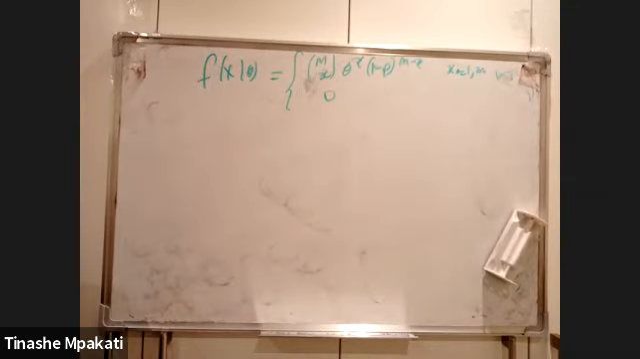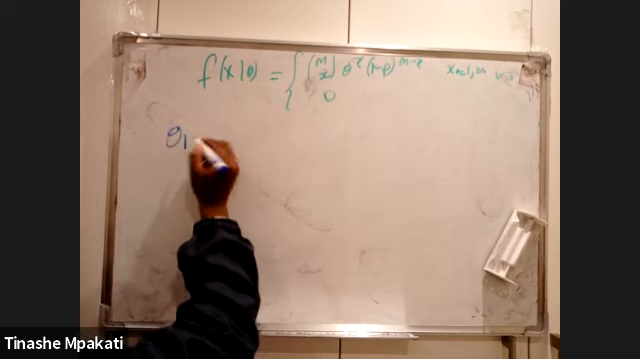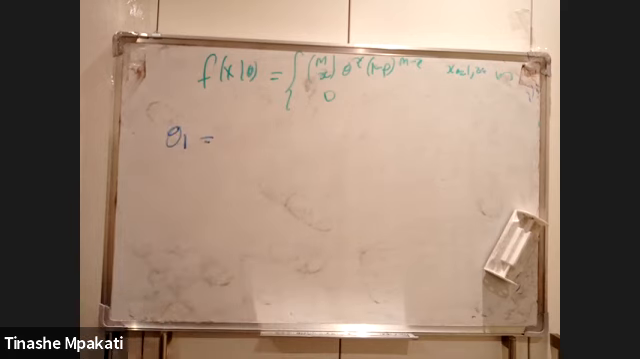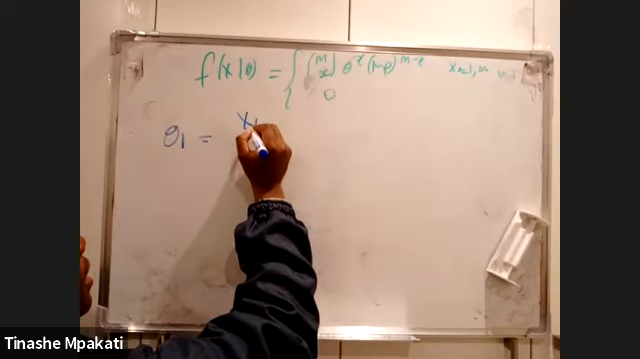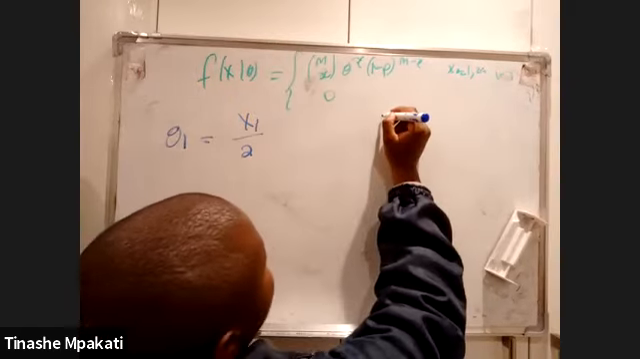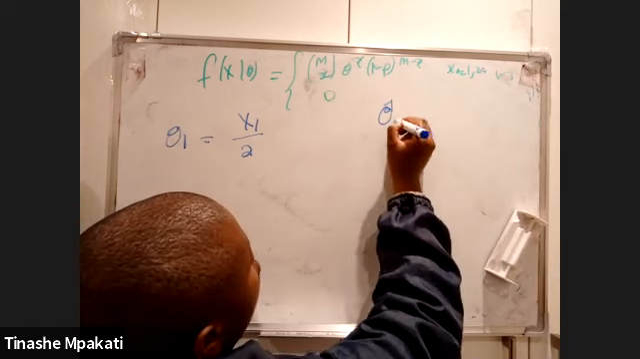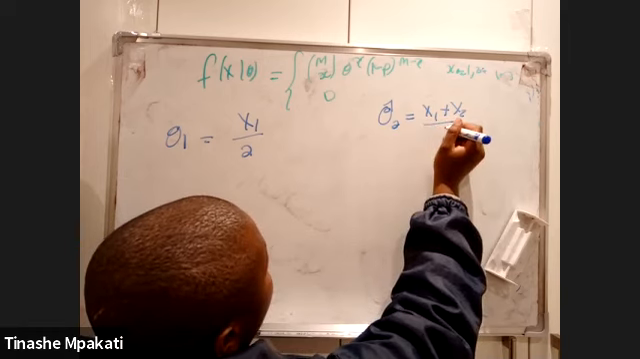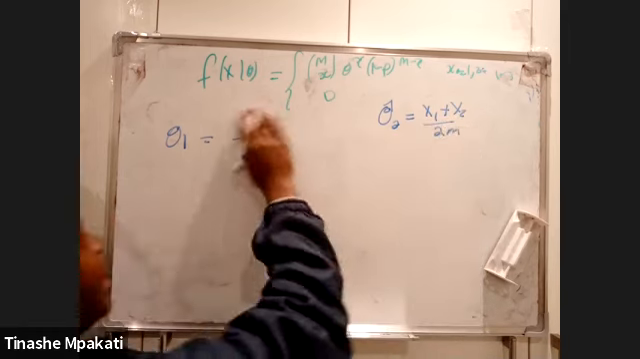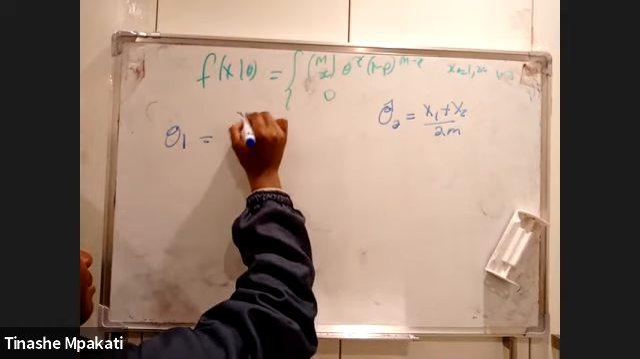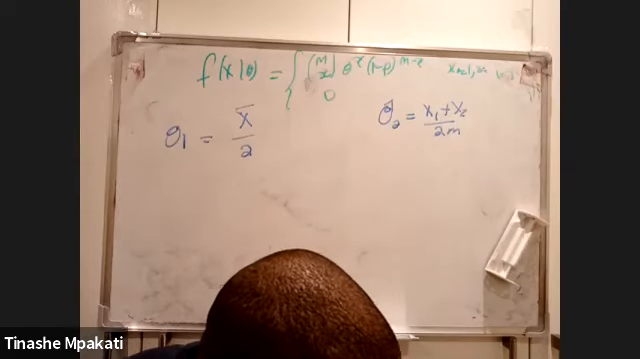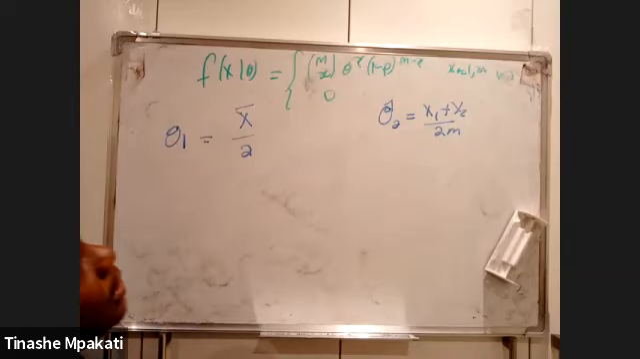Then you are given two parameters, theta 1, and let's say this here is equal to x1 over 2. Then we have this other one, theta 2, being equal to x1 plus x2 over 2m, right? Rather, let's have this here being equal to x bar, like that. Cool. So now the question could be asking you to check if these here are unbiased parameters, right?